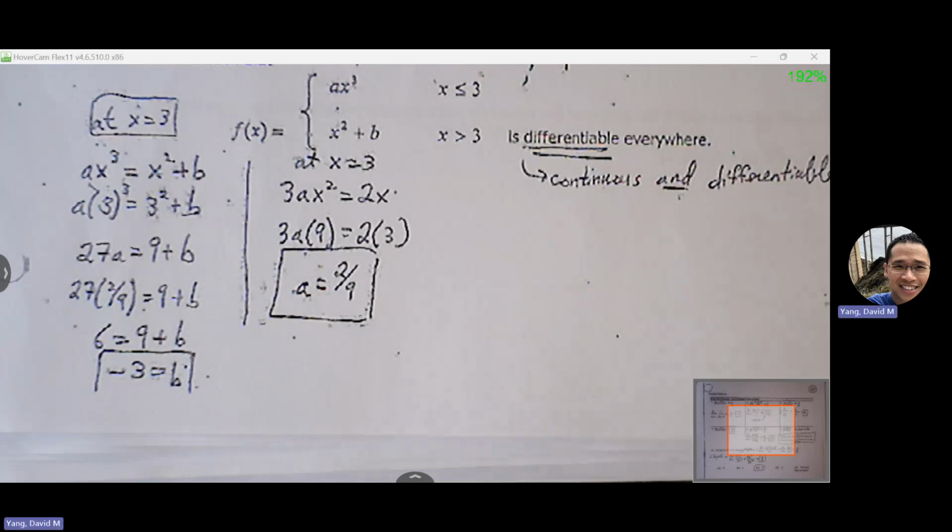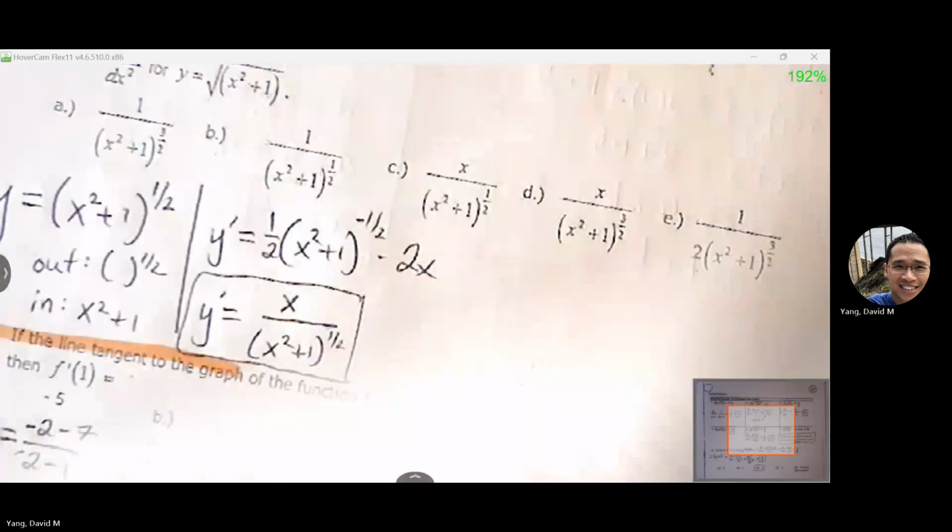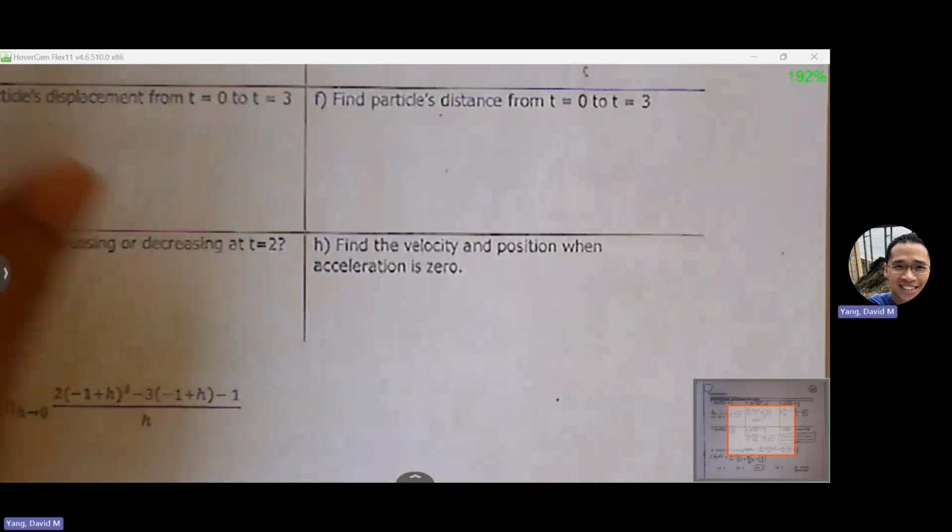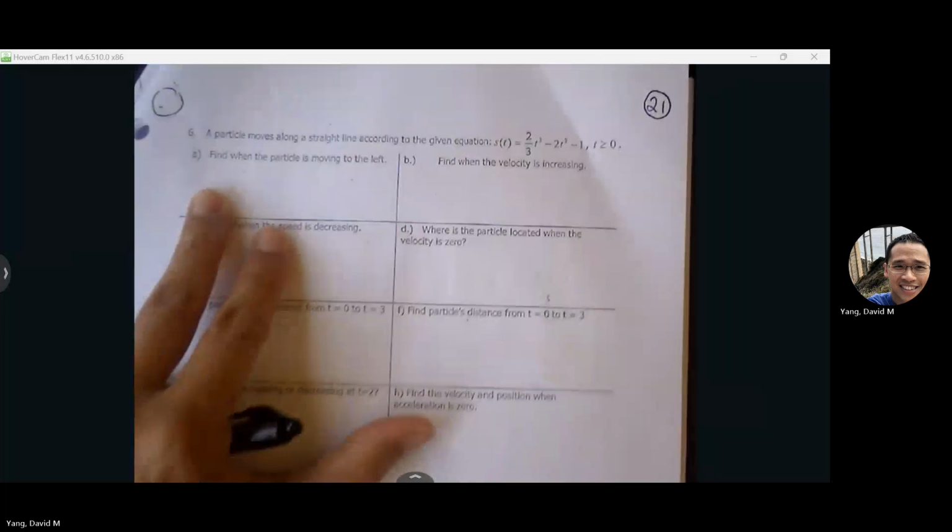Okay, let's do a full particle motion problem here. Page 23. Sorry, 21. B is on page 23. Okay, does anybody still need? Look at this.